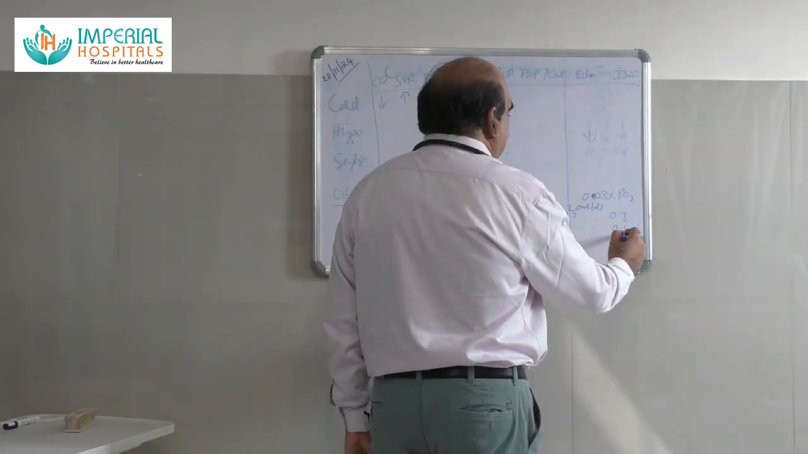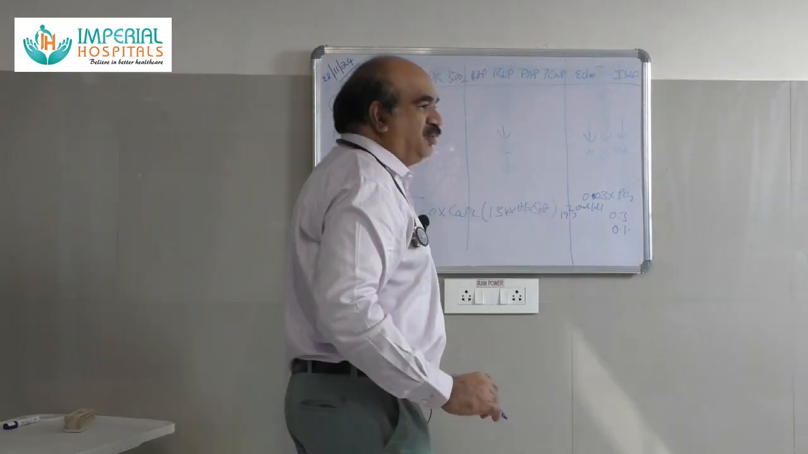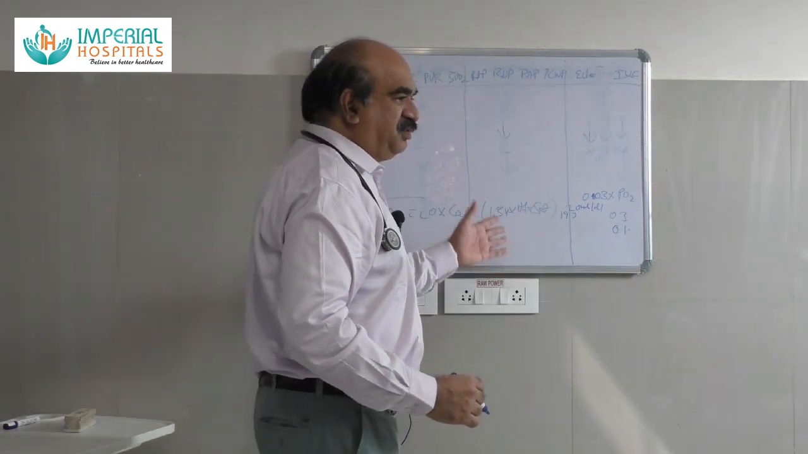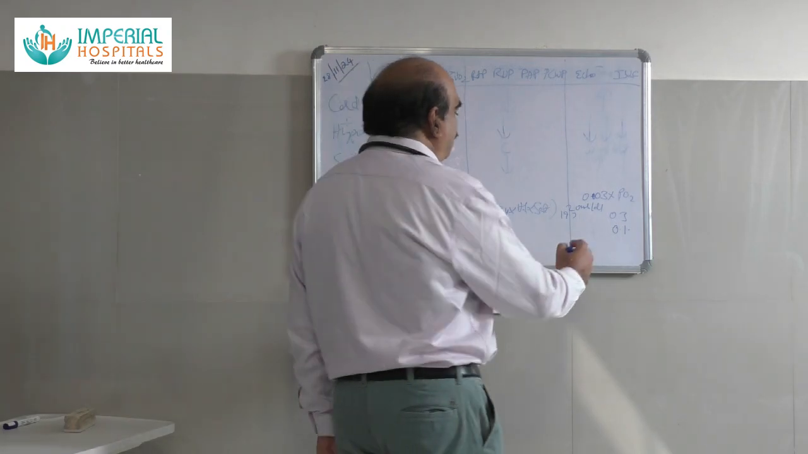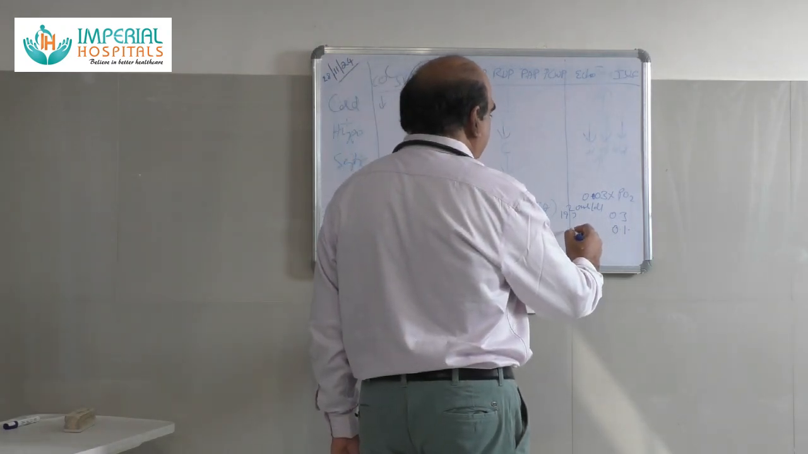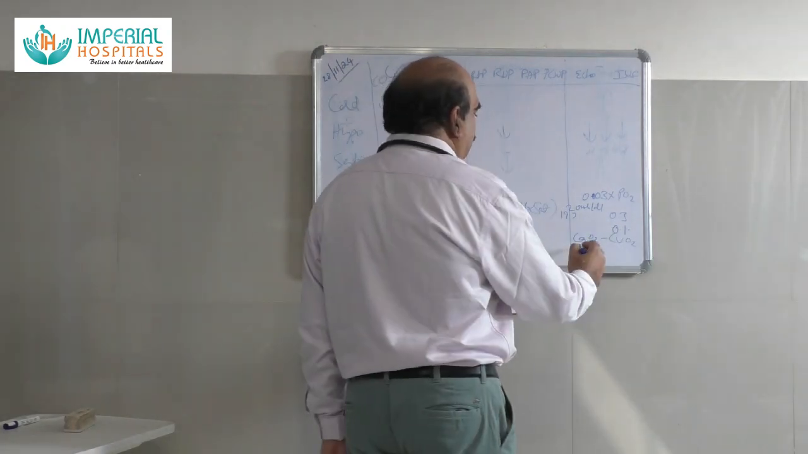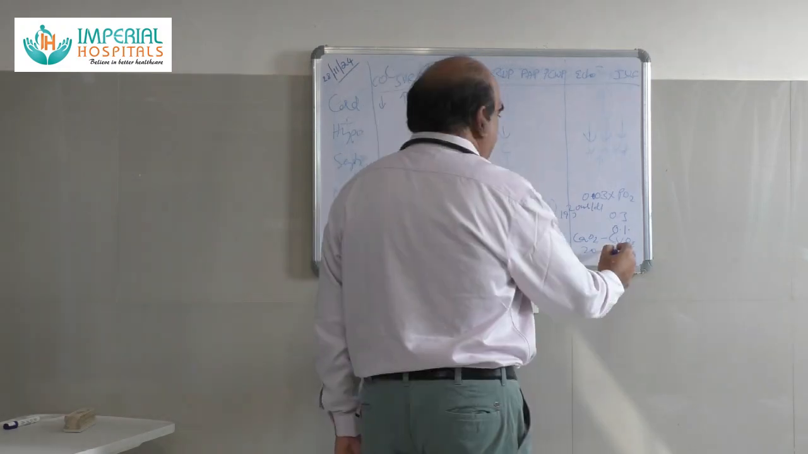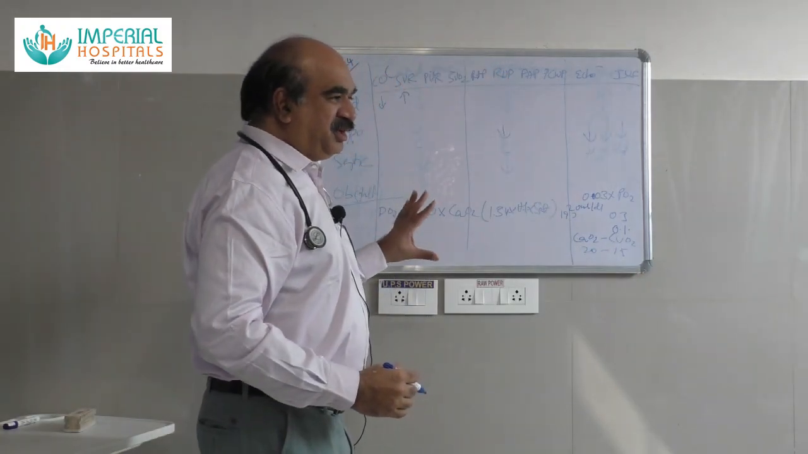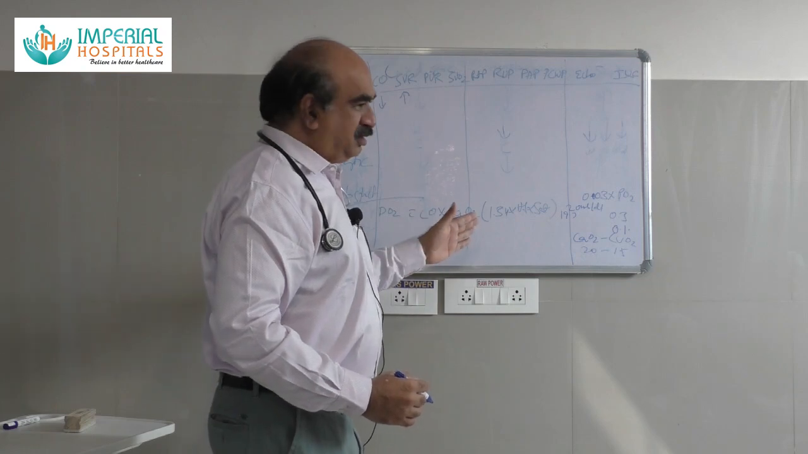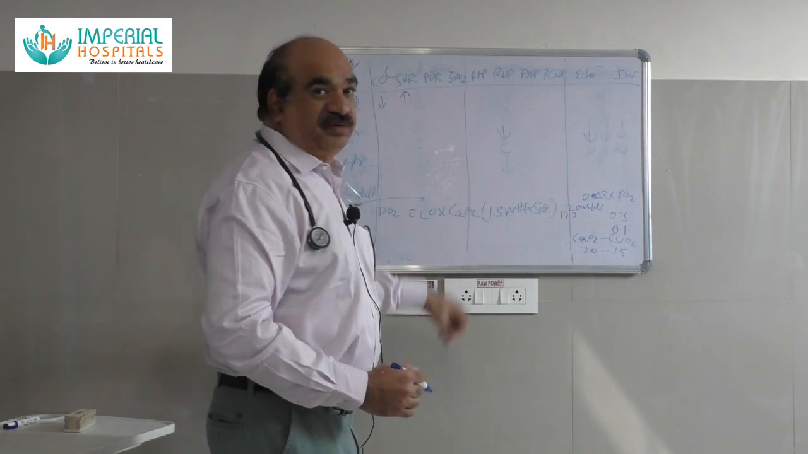In 15 ml, roughly 0.1 will be the dissolved oxygen, and the rest will be the HbO2 bound form. So what is the difference between arterial oxygen content and venous oxygen content? CaO2 minus CvO2. CaO2 is 20 ml per deciliter, CvO2 is 15 ml per deciliter. So 5 ml per deciliter is the arterial venous oxygen content difference.